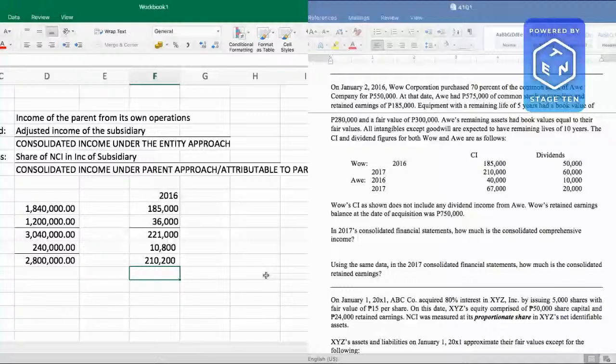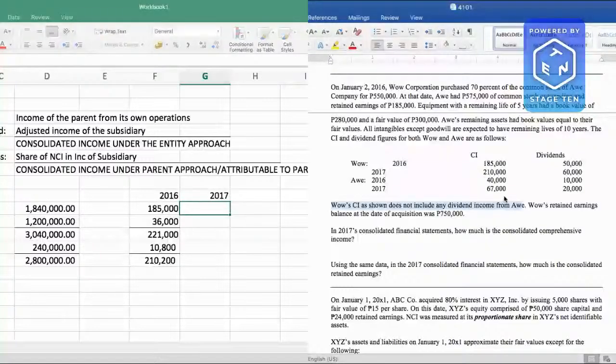This is for 2016. For 2017, the income of the parent is 210,000. Do we have to make any deduction from the 210,000? No, because this already does not include any dividend income from the subsidiary. Next, how much is the income of the subsidiary in 2017? It is 67,000.